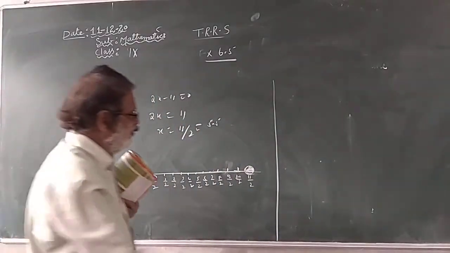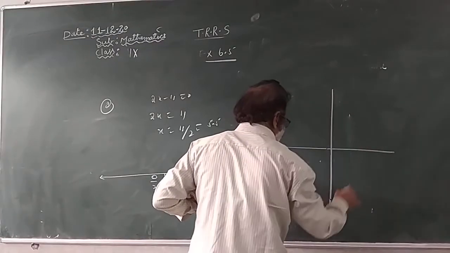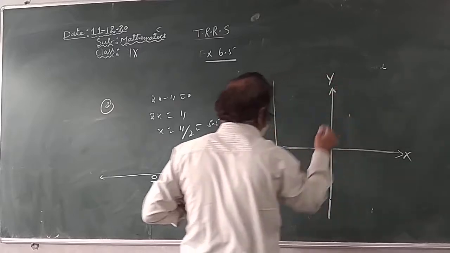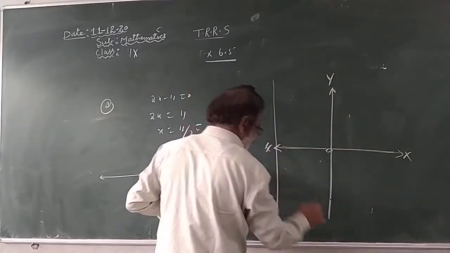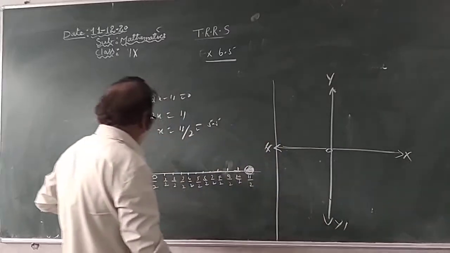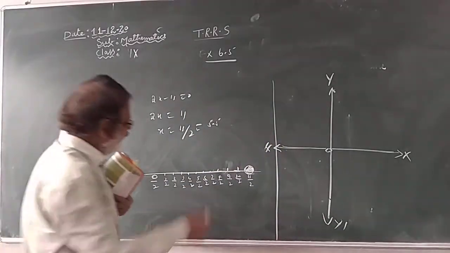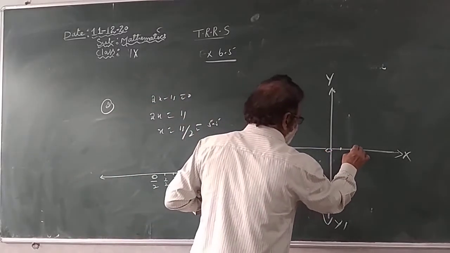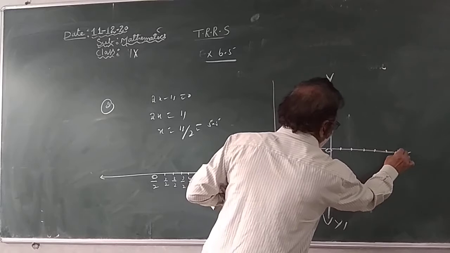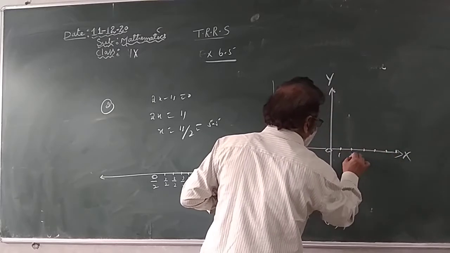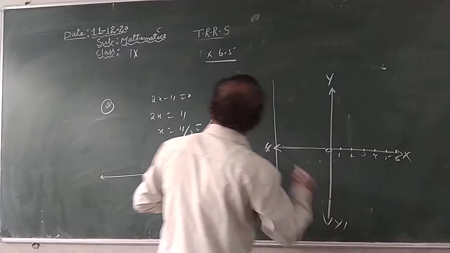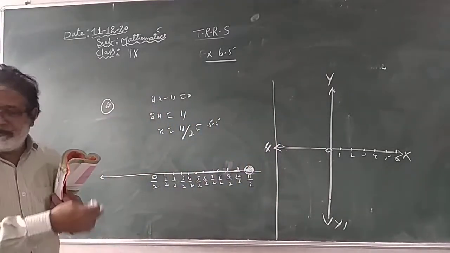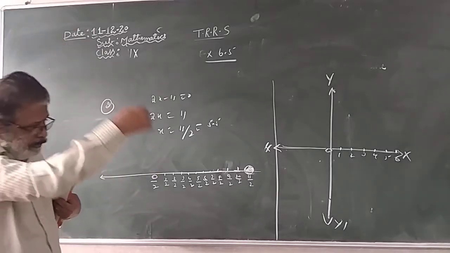Now the Cartesian plane. This is the x-axis and the y-axis. Here x is equal to 11 by 2. On the x-axis, 11 by 2 means 5.5. This is 1, 2, 3, 4, 5, 6. I am not marking the remaining. You can mark them. Negative values are on the left side: minus 1, minus 2, minus 3, minus 4, minus 5. On the y-axis, above the origin all positive, below the origin negative values.